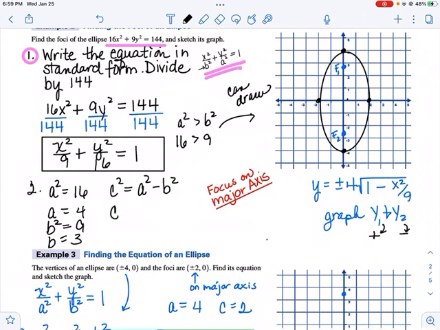Now we want to get the c. So remember, c squared is equal to 16 minus 9. a squared is 16, and b squared is 9. So we get c squared is equal to 7. So then our c value is approximately, well, it's exactly the square root of 7.